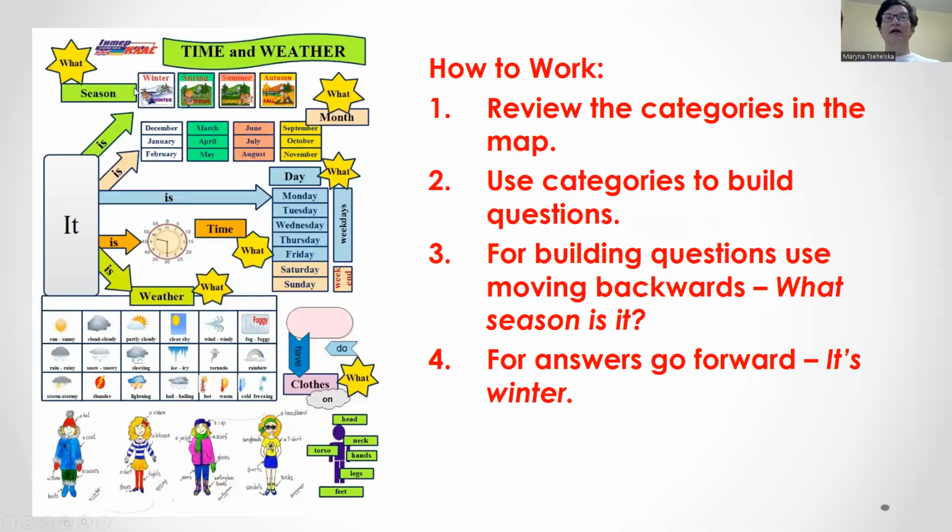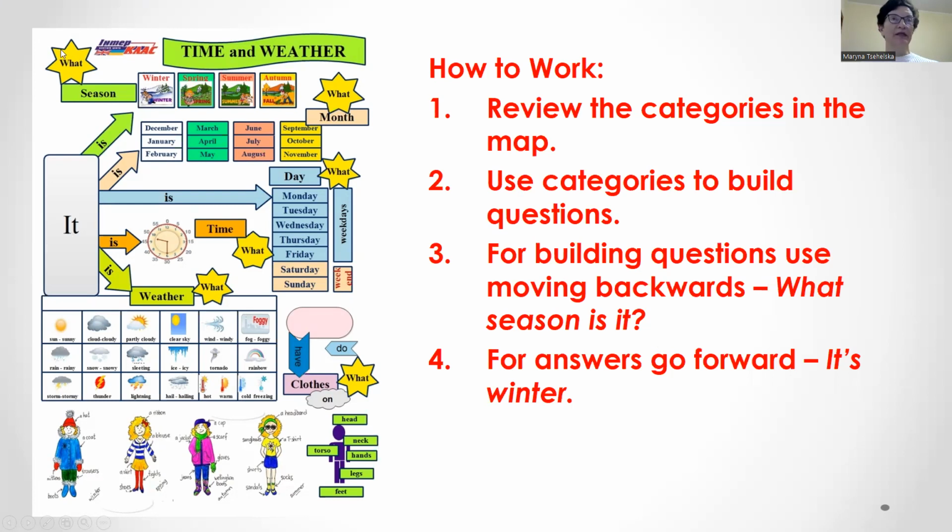And now let me give you a couple of tips on how to work with these maps. First of all, review the categories, or maybe you will study the categories one by one. Then use categories to build questions. You see that when we use a category, we can easily build a question. What season is it? And the answer is: it is winter.